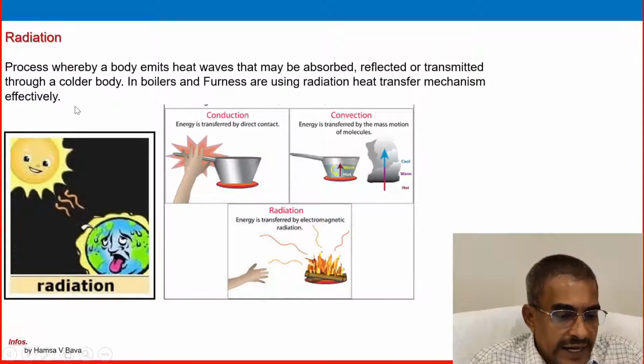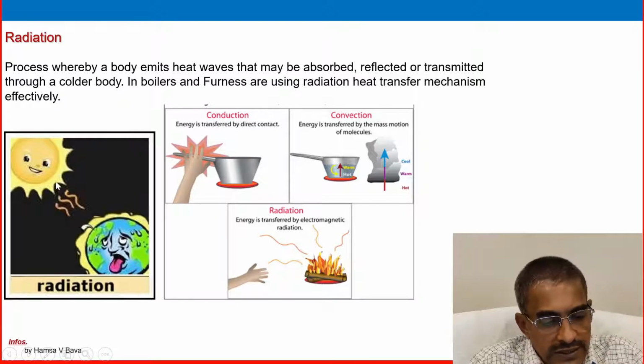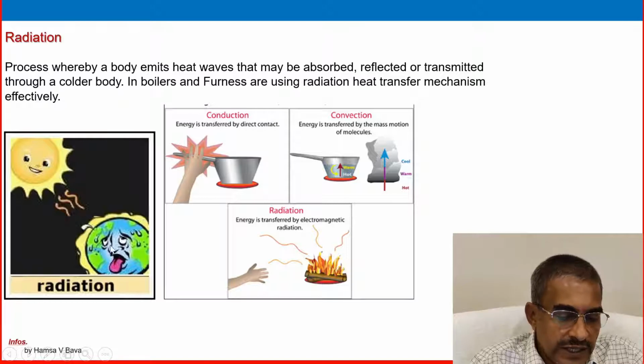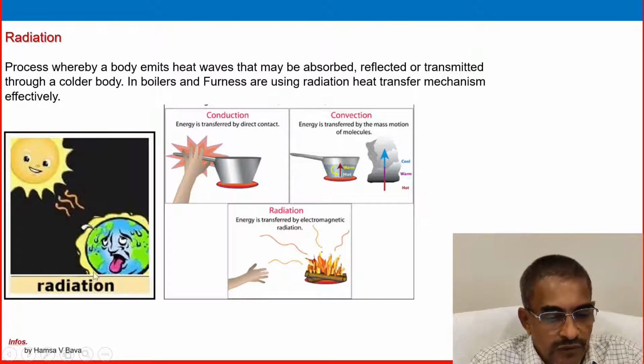Another one is radiation, a process whereby a body emits heat waves that may be absorbed, reflected or transmitted through a colder body. Boilers and furnaces use the radiation heat transfer mechanism effectively. An example is the heat waves coming from the sun, which is the best example of radiation. So here conduction, convection and radiation are explained properly.